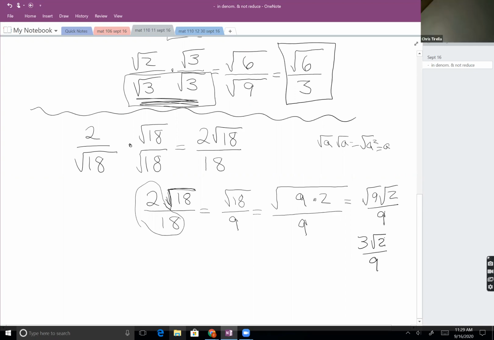It would be 3 radical 2, wouldn't it? I mean, not 3. Let's see. When I reduced, isn't the 3 left in the denominator? And so that leaves radical 2 over 3.